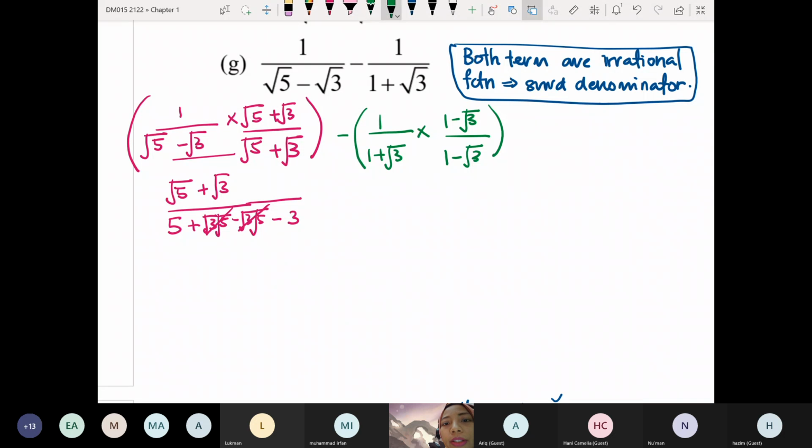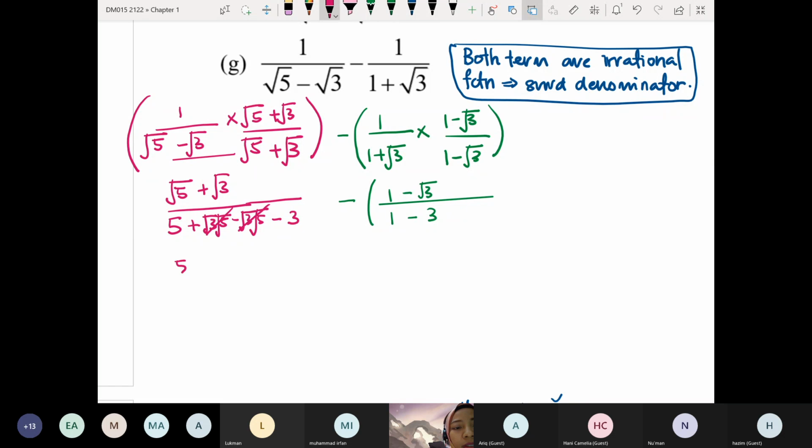Okay, green color. Dalam bracket 1 minus √3 over 1 minus 3. I tahu dia adalah 1 minus 3. Sebab apa? 1 times 1, 1. Minus √3 plus √3 cancel out each other. So √3 dapat 3. Okay. Alright. So now, we continue.